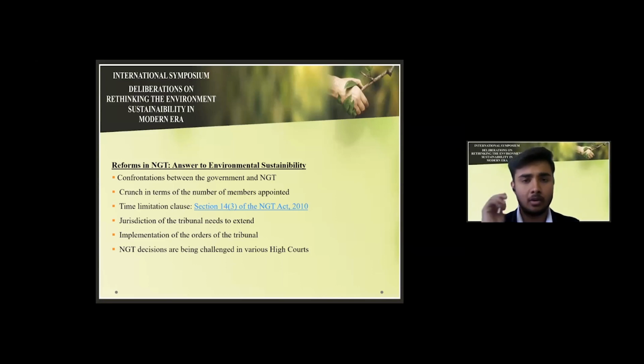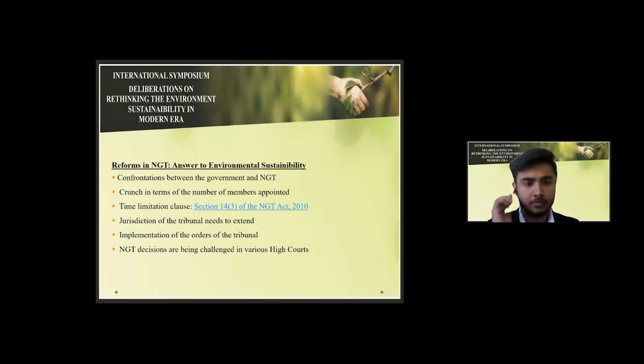Also, the NGT decisions are often being challenged in various high courts under Article 226, with many asserting the superiority of a high court over the NGT, claiming that the high court is a constitutional body while NGT is a statutory body. So this is one of the weaknesses of the act, that it has failed to provide clarity about what kind of decisions can be challenged. And even though, according to the National Green Tribunal Act, its decision can be challenged only before the Supreme Court.